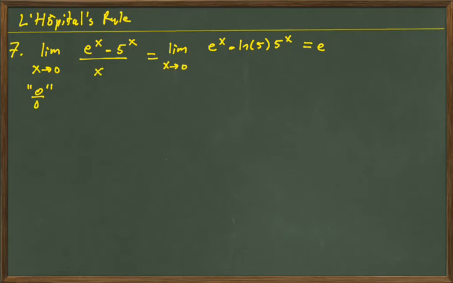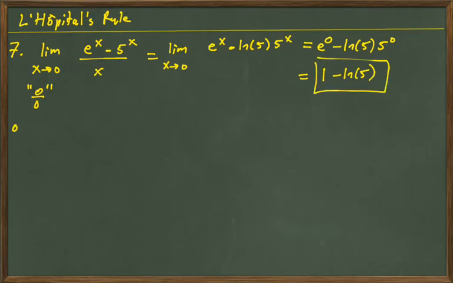But we didn't write that there. And now we can directly substitute. So this is e to the 0 minus the natural log of 5 times 5 to the 0. So it's going to be 1 minus the natural log of 5. Okay. All right, let's look at another one.